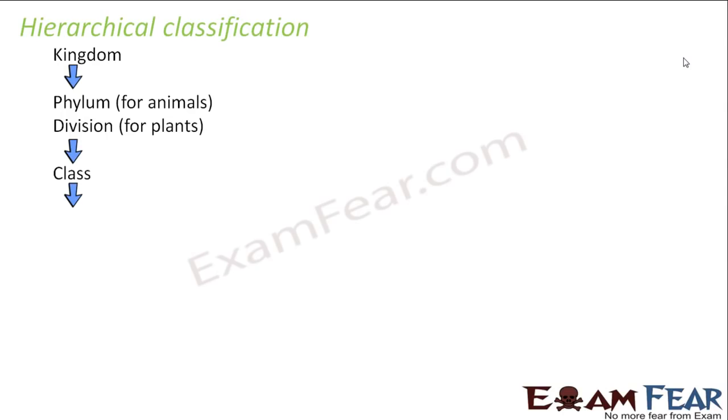First comes a kingdom. Under a kingdom, you have many phylum. We use the term phylum for animals and we use the term division for plants. Under that, we have class, under which we have order, then family, genus, and then species. So these are the taxonomic categories. Now, every living organism will be arranged based on these taxonomic categories. When I talk about kingdom, kingdom is at the highest level.